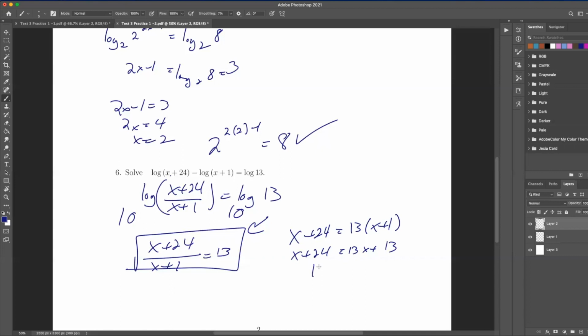So I have 11 equals 12x, so x equals 11 twelfths. Okay. And once again, you can type all this into Wolfram Alpha and double check it.